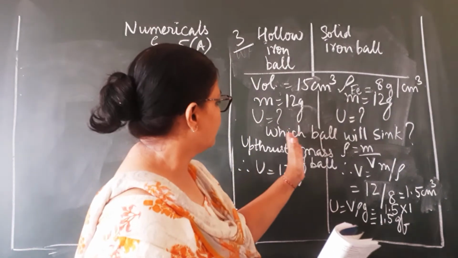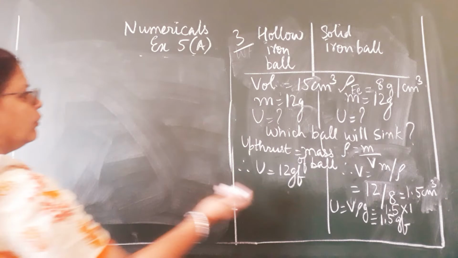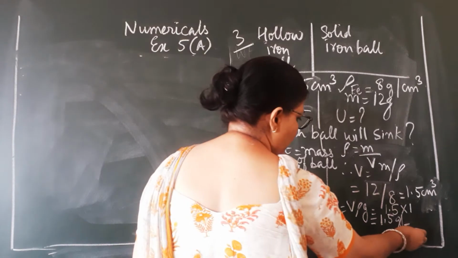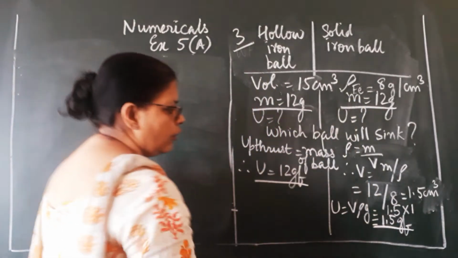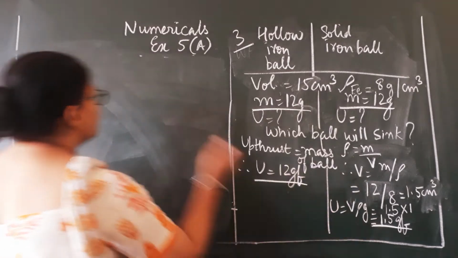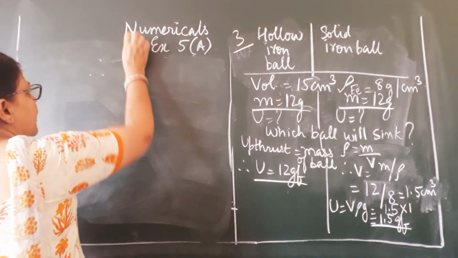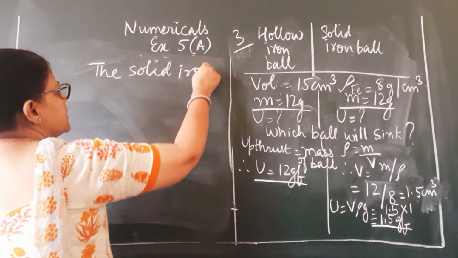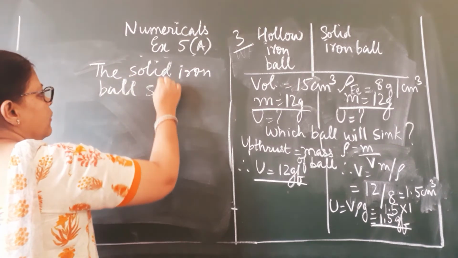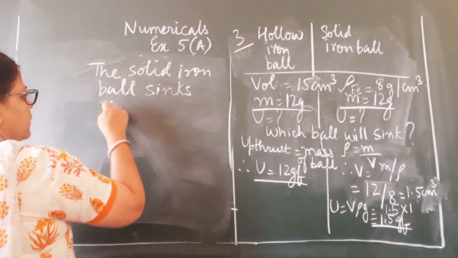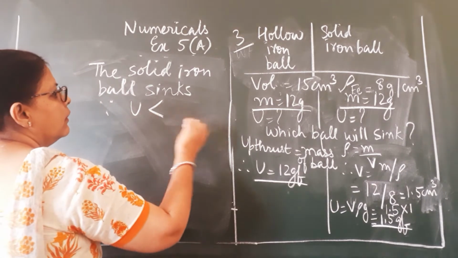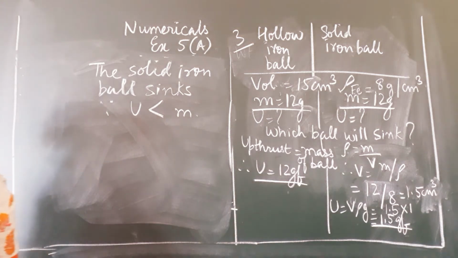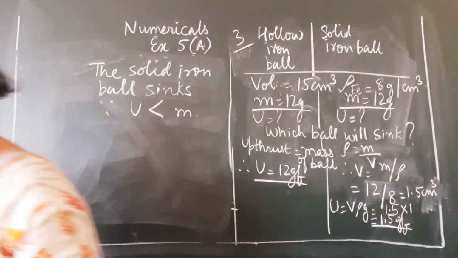Now we come to the second part of the question. Which ball is going to sink? Now you all know that, now compare. The upthrust is 12, the mass is 12. The upthrust is 1.5 and the mass is 12. Now here you can see the upthrust is so small. So you will say the solid iron ball sinks. Reason? Because upthrust is less than the mass of the ball. Clear children? Please have a look at the third question, and then we go to the fourth numerical.